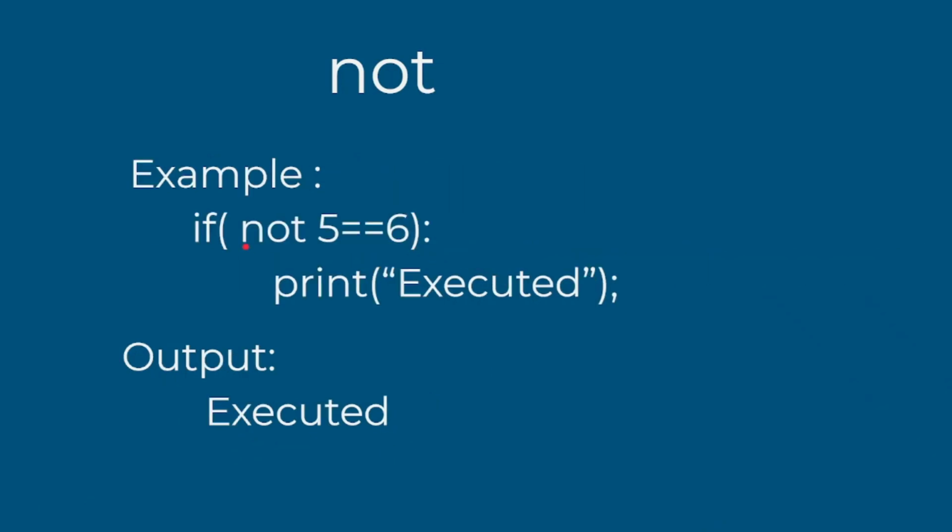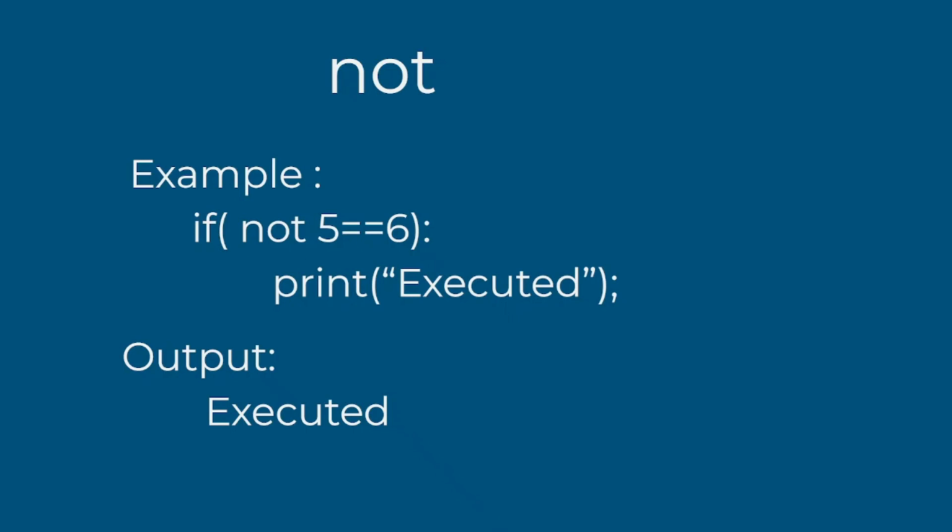Example, here we can see if the statement was if 5 equal to 6, the if part would not have been executed because 5 is not equal to 6. Since here we have added the logical operator not, it reverses the logical state, that is 5 equal to 6 will evaluate to false, but the not will reverse the state to true, that is not of false is equal to true. So it will become if of true, so it will execute the statement and it will print executed.